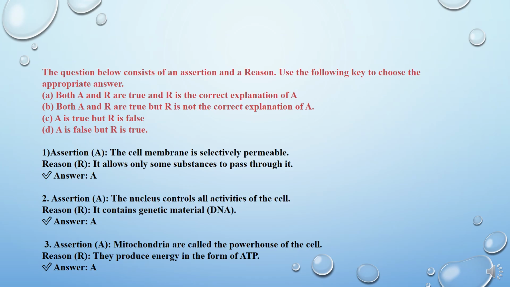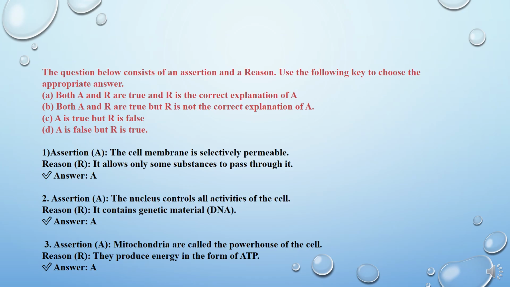Question number 1. Assertion: the cell membrane is selectively permeable. Reason: it allows only some substances to pass through it. What will be the answer? Think for a while. Actually, the answer according to me will be A, because both A and R are true, and R is the correct explanation. The cell membrane is selectively permeable, means only certain substances can enter or exit. That is why the answer will be A.